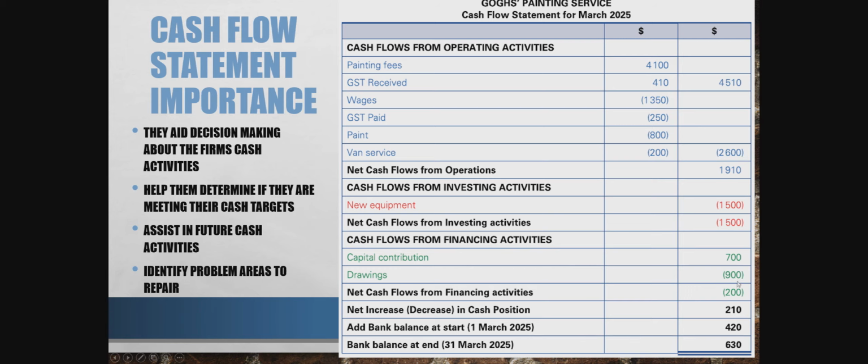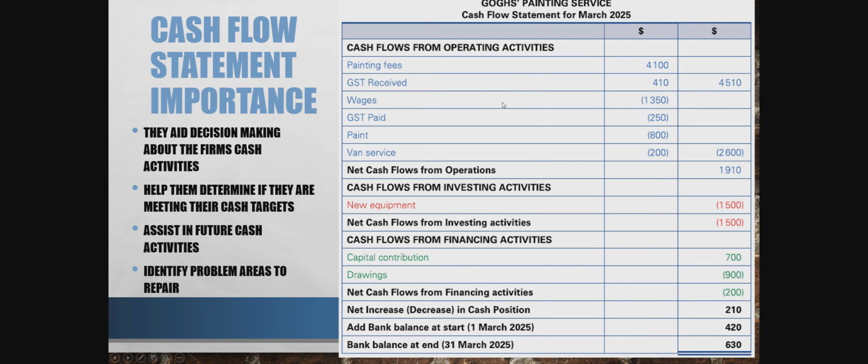So you might see that, you know, you're negative a few $1,000s here. By seeing this on this report, you might say to yourself, do we really need that much drawings? Is there something we can do? Do we have to increase our capital contribution to solve this problem to make our bank balance better? So that's a way that we aid decision making through this report. It also helps them determine if they meet their cash targets.